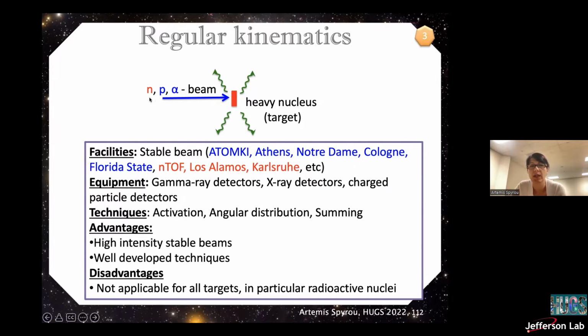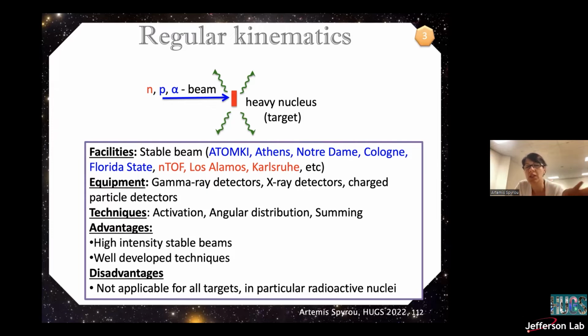I showed already the regular kinematics and some examples of where in the world there are these stable beam facilities, or in red, the neutron facilities. There are different detectors that can be used that I'm going to come back to later, but I wanted to mention that the advantage of regular kinematics is that you can use very high intensity stable beams. These are all very well developed techniques because they've been used for 50 years or so. But the disadvantage is that we cannot use them for everything.